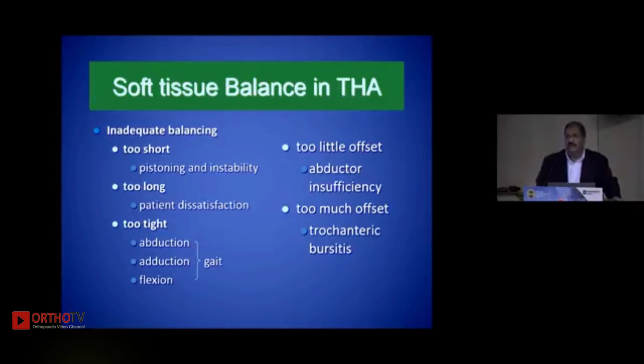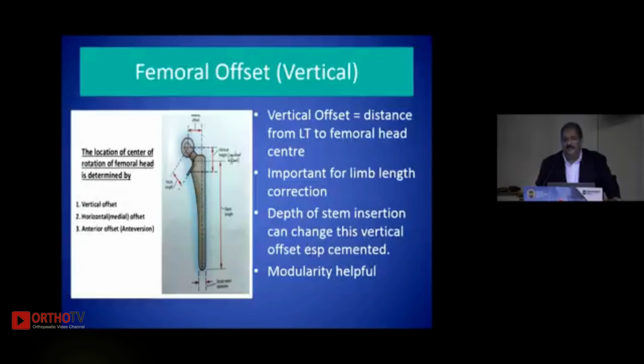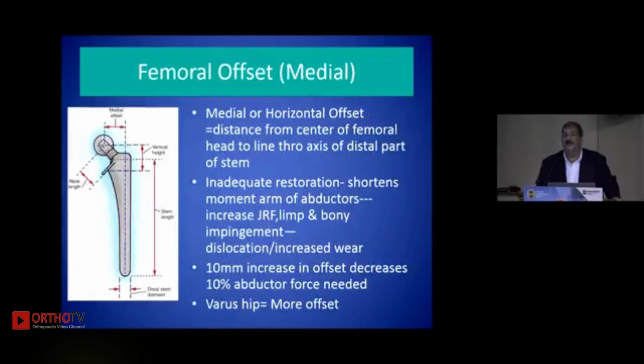Now coming to soft tissue balance, this is as crucial in hips, if not more, as compared to knees as well. And offset is a very important component of this soft tissue balance. Vertical offset refers to the distance from the acetocanter to the femoral head center, and it's crucial for limb length correction. While the medial offset is the distance from the center of the femoral head to the line through the axis of the distal part of the stem. An inadequate restoration of this femoral offset is not good news as far as the longevity of the hip is concerned.